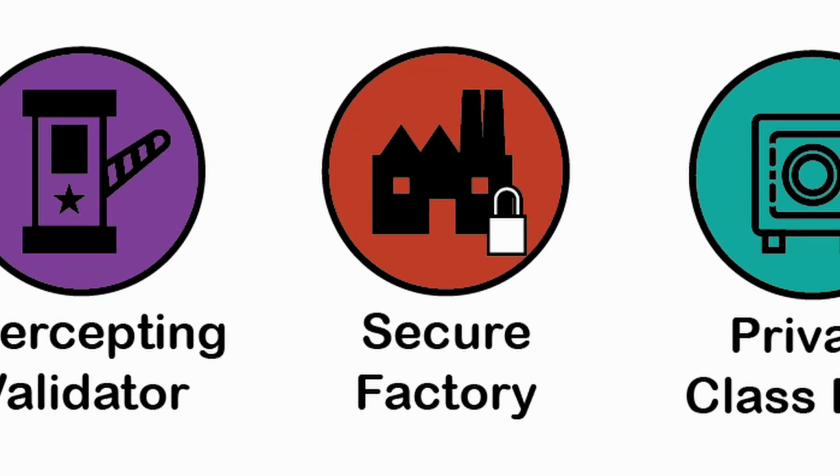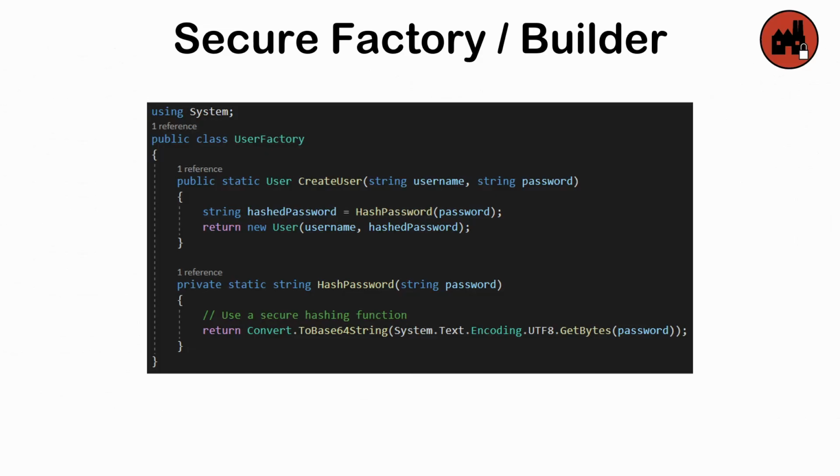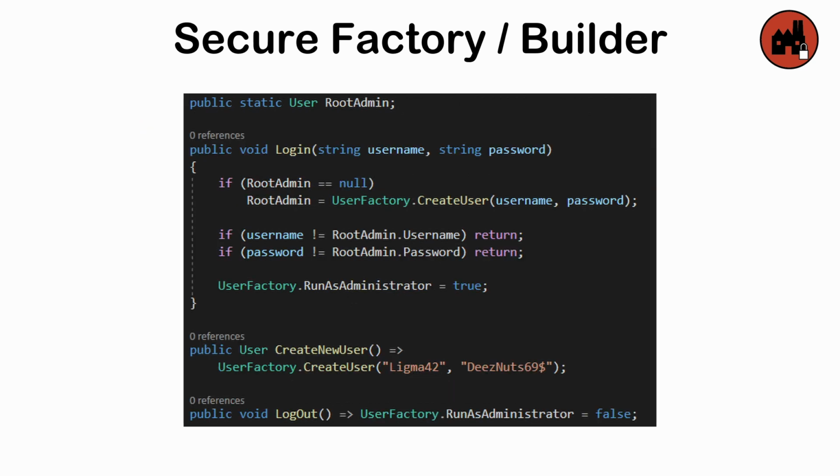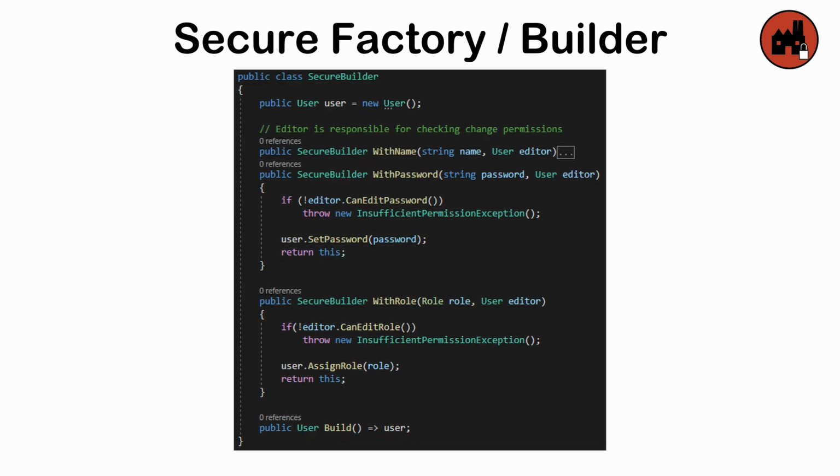The Secure Factory and Secure Builder patterns. An extension of creation patterns like Factory or Builder, where sensitive information must be protected during object creation. For instance, a secure factory might validate inputs, encrypt outputs, or restrict access based on user roles. This ensures that sensitive data like API keys, passwords, or configurations are handled discreetly. While this adds a layer of security, it can also increase complexity and require additional safeguards against factory misuse.